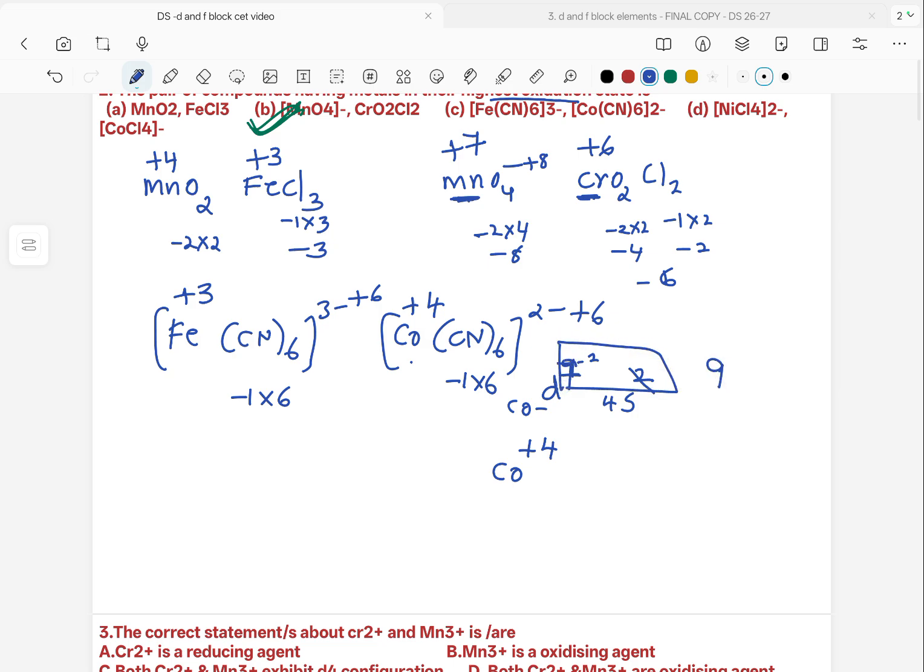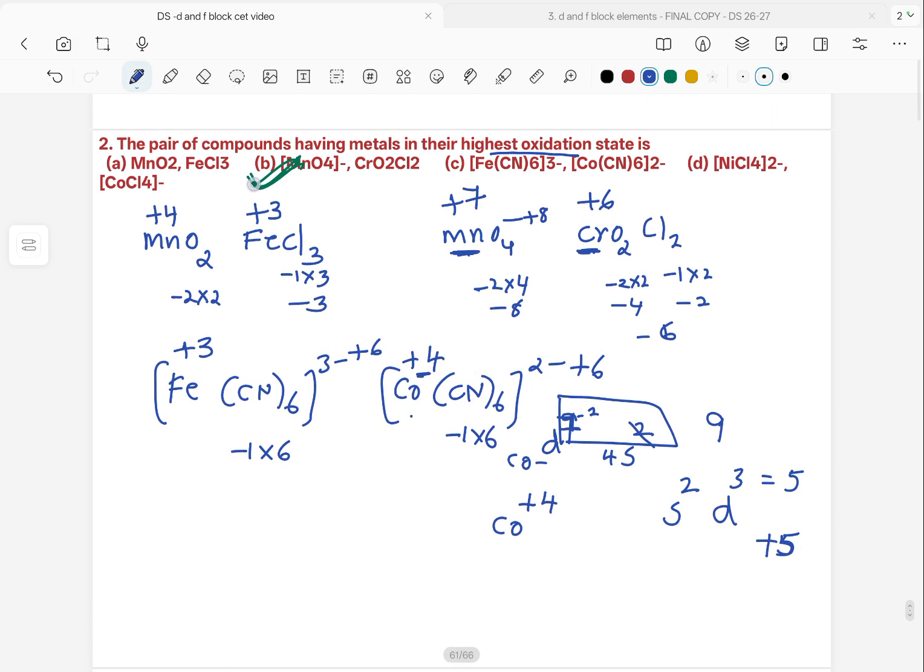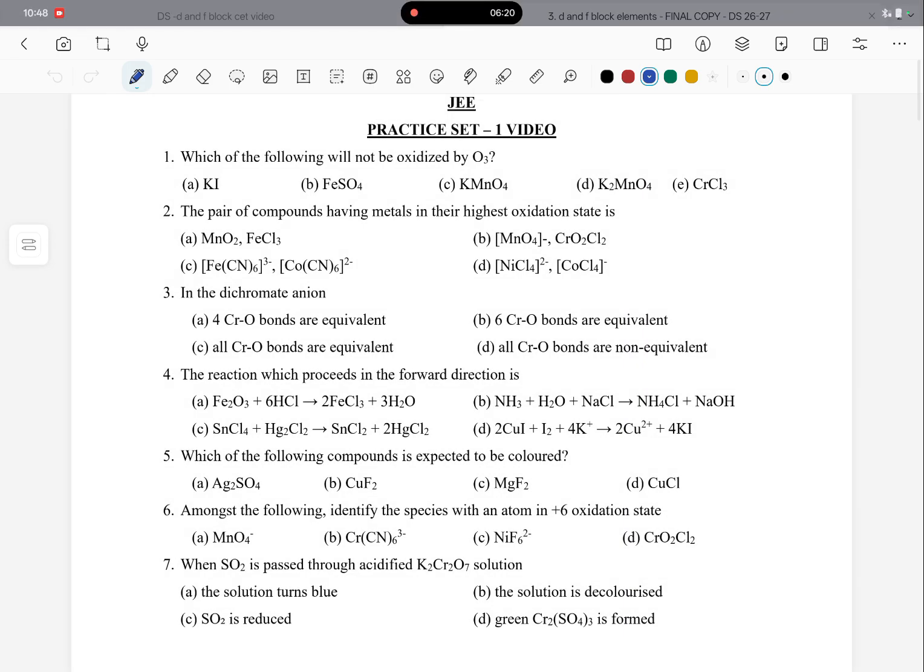Of the 9, there are 2 4s electrons and in the 3d there are 3 unpaired electrons, totally 5 electrons. So cobalt can lose a maximum of 5 electrons and can exist in +5 oxidation state, whereas here it is in +4 oxidation state. So this cannot be the option for our first question. For the second question, B should be the right answer.